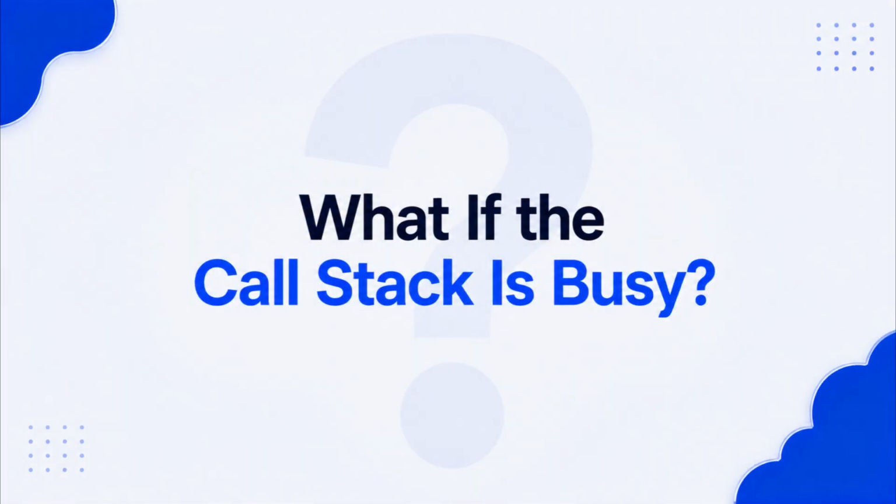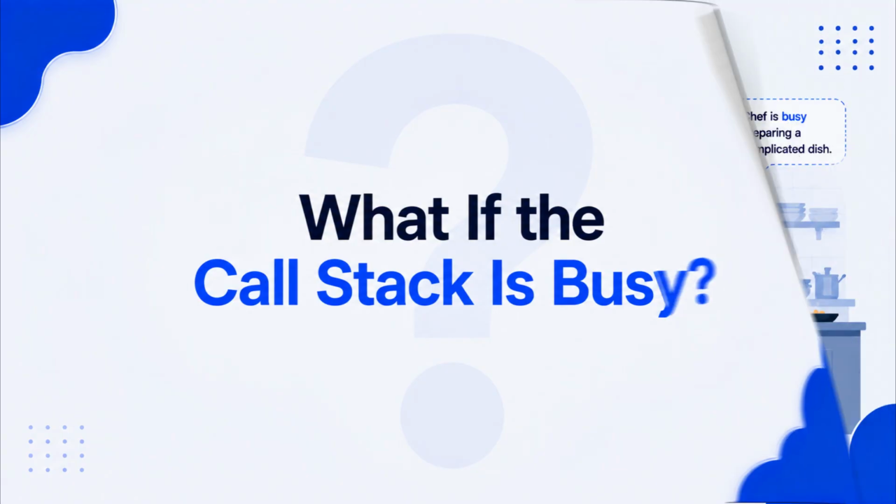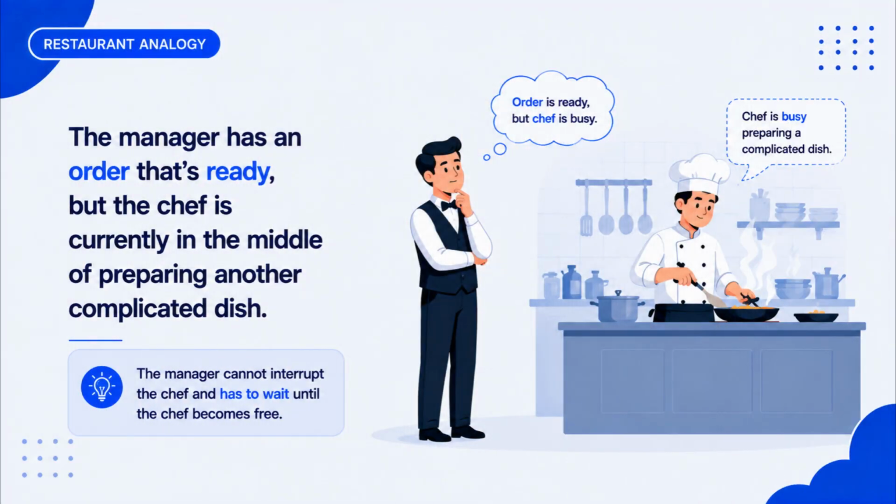Now, what if the call stack is busy? Let's consider one more situation. What if an asynchronous operation becomes ready, but the call stack is still busy? Imagine the manager has an order that's ready, but the chef is currently in the middle of preparing another complicated dish. Can the manager interrupt the chef and force them to immediately handle the new order? No, the chef is already busy, so the manager has to wait. The same thing happens in JavaScript. If the call stack is busy executing code, the event loop cannot interrupt that execution. The ready asynchronous work simply has to wait. Only once the call stack becomes available can that work be processed.